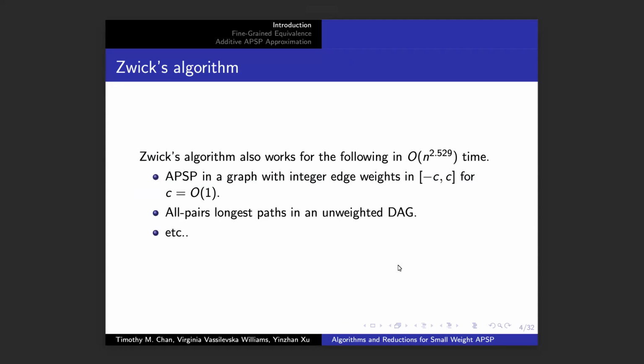Zwick's algorithm can also be used for other variants of all-pairs shortest paths in the same running time. For instance, APSP in a graph with integer edge weights between -c and c, for some c equals n^0.1, can be computed in the same running time. Also, all-pairs longest paths in an unweighted directed acyclic graph can be computed using Zwick's algorithm.